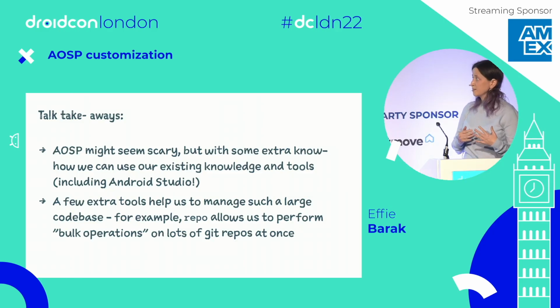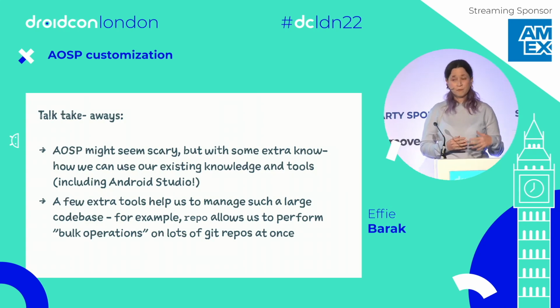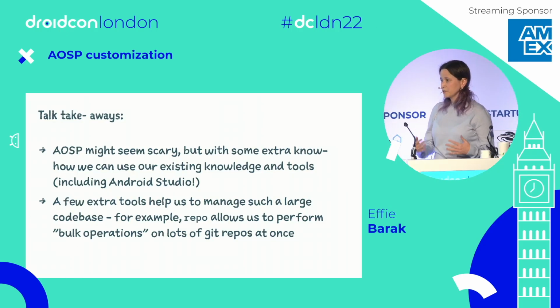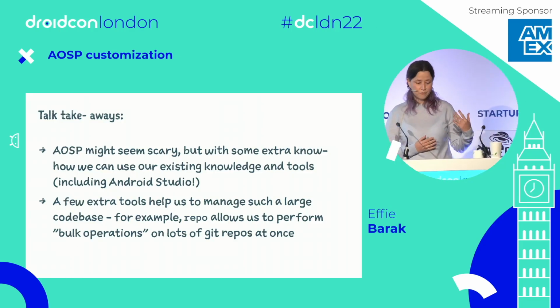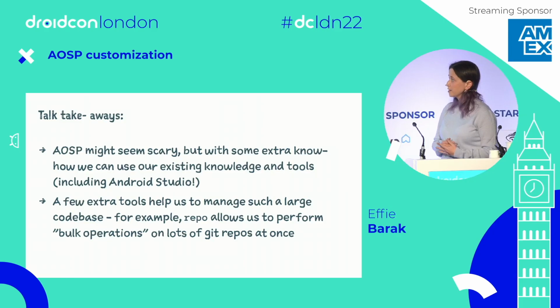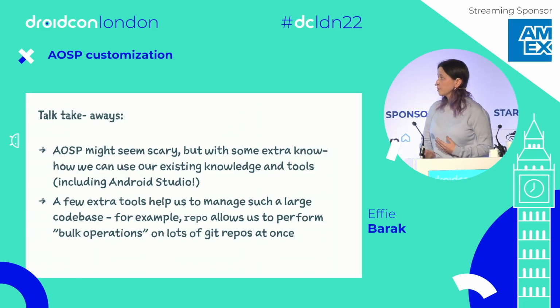The first one is that while AOSP may seem scary, with a little bit of extra knowledge, and I'm really talking a little bit, we can really bring our own existing tools and knowledge and develop very similar or even identical to how we develop for Android apps. And the few extra tools that are there to help us manage a large code base or build a larger code base, once we get to know them, they're just a bunch of extra tools, nothing magical about them.